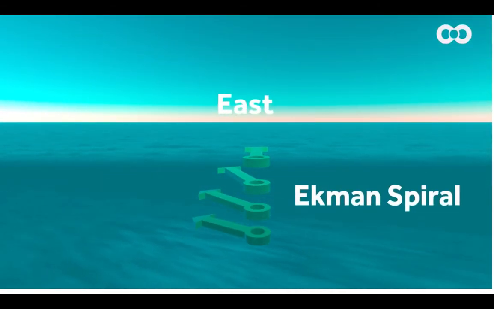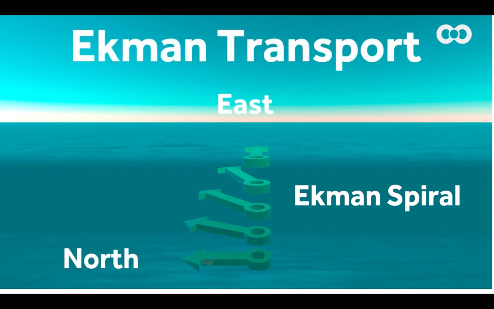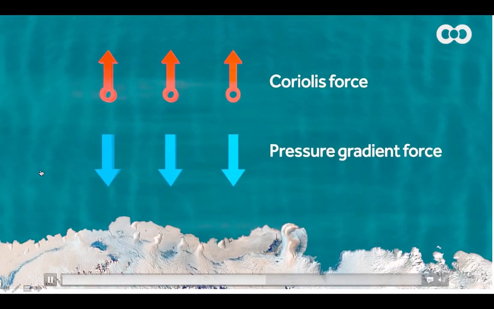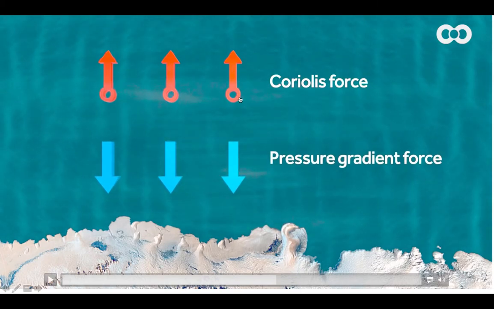Ekman spiral will work. As we move down, the intensity will decrease because of friction. So Ekman transport is in the north. It is always to the left in the southern hemisphere. Is this clear or not? This Ekman transport is in this direction. And why is this Ekman transport working to the left? Because it is southern hemisphere.